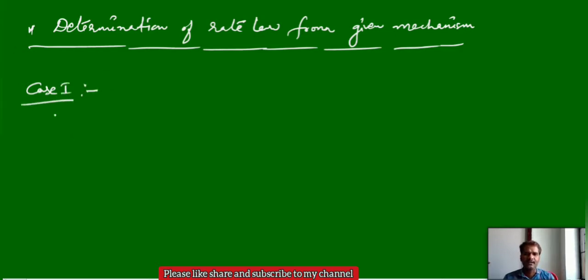Anyhow, for an elementary reaction we can write the rate law directly, but when it comes to a complex reaction, there is a problem. Generally in a complex reaction we have the rate determining step. When the rate determining step, RDS, involves reactants only, then you can write the rate law directly.